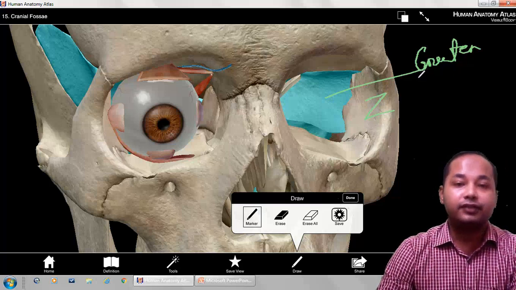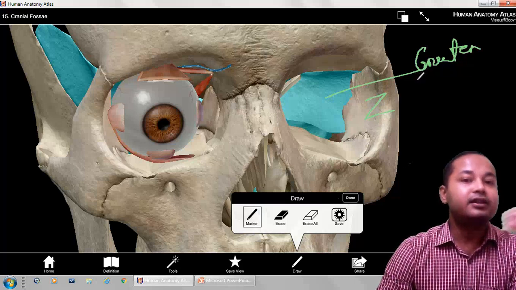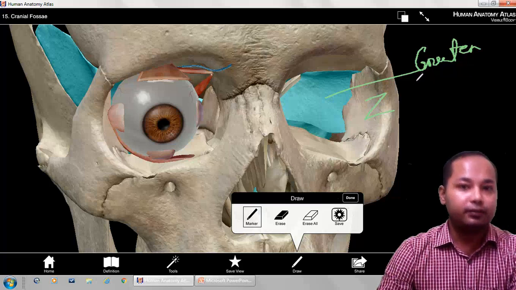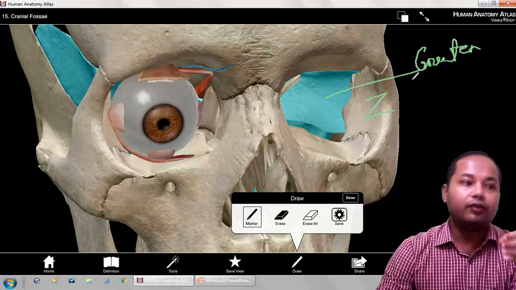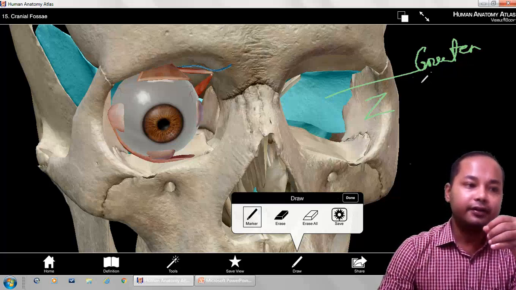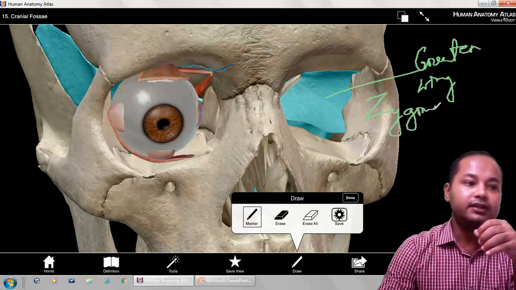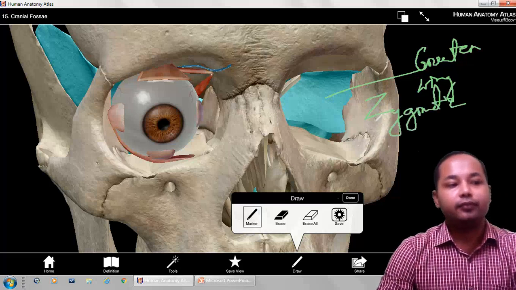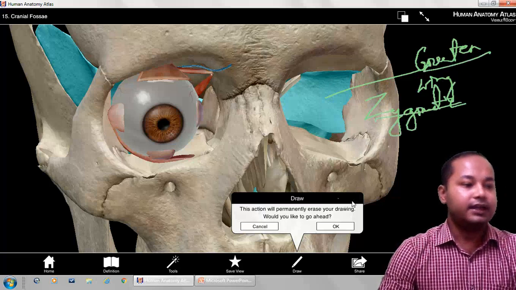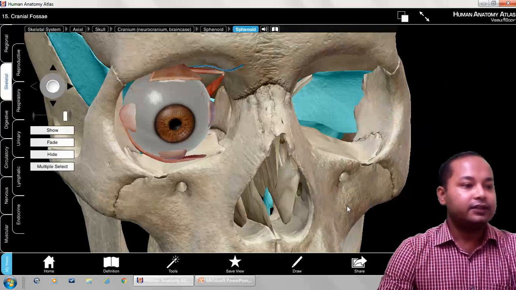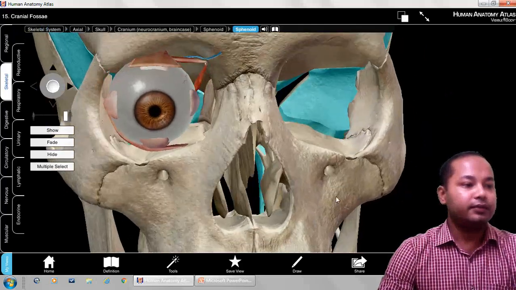You might be confused about which one is the greater wing and which one is the lesser wing. The lesser wing constitutes the orbital roof, along with the frontal bone, but the lateral wall of the orbit is made up of the greater wing of the sphenoid and the zygomatic bone. This is clear: the zygomatic bone and the greater wing of the sphenoid make up the lateral margin. Once again, put together, I will just move the animation.